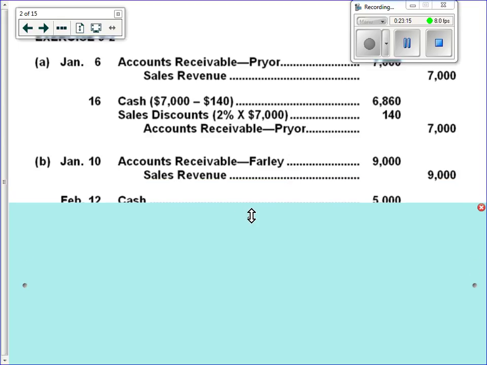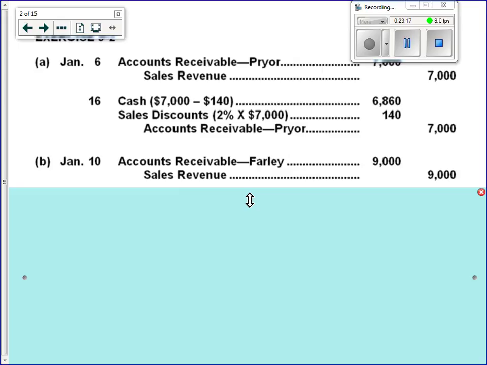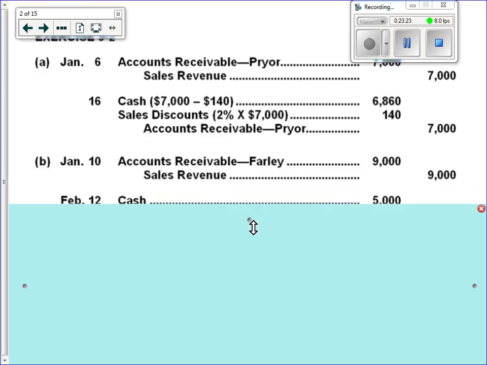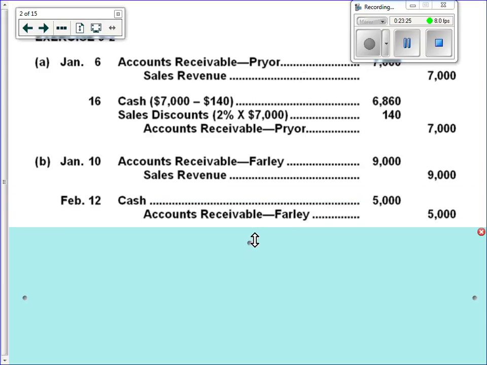What's going on in B? AR Farley went up $9 grand. And Farley paid $5 grand back in February. So he still has a balance of $2,000. So there's a balloon hanging around. It's been deflated a little bit, but he still owes us $2 grand.